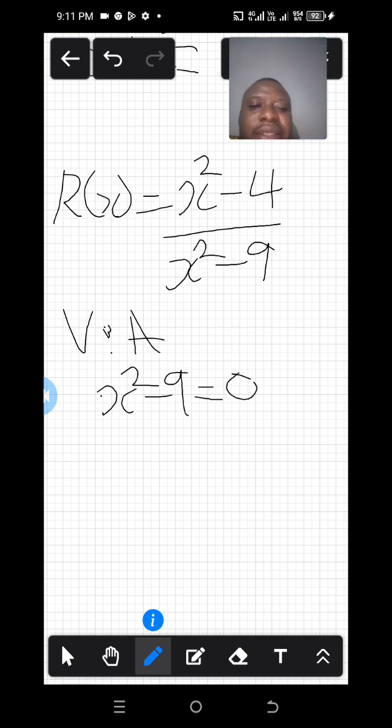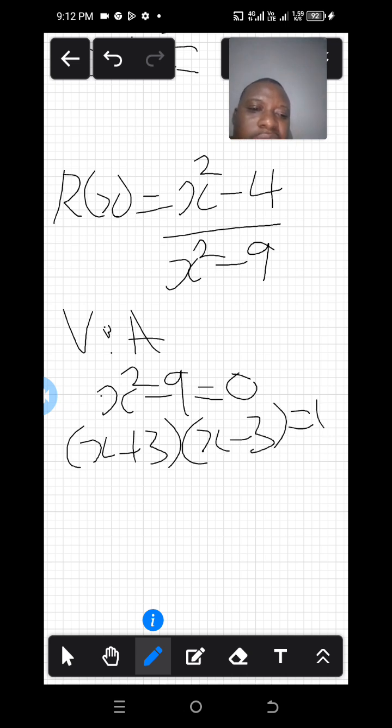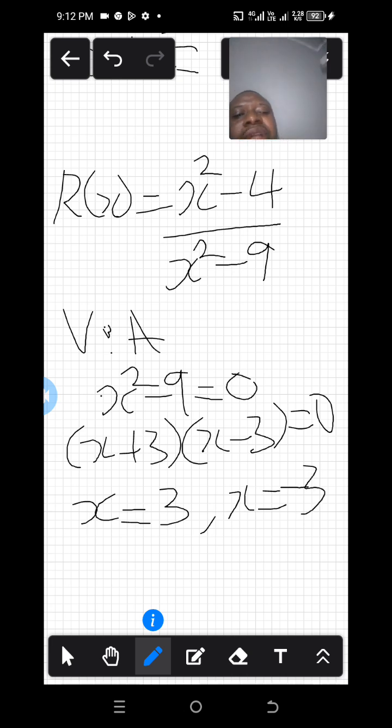This is difference of two squares, so we can simplify by saying x plus 3, x minus 3 equals 0. So x equals 3, and what? x equals negative 3. Those are the two vertical asymptotes. Please, again, vertical asymptote is a value of x, so at times you can have 2. Not y. The word vertical, don't think it is for y, it is for x.